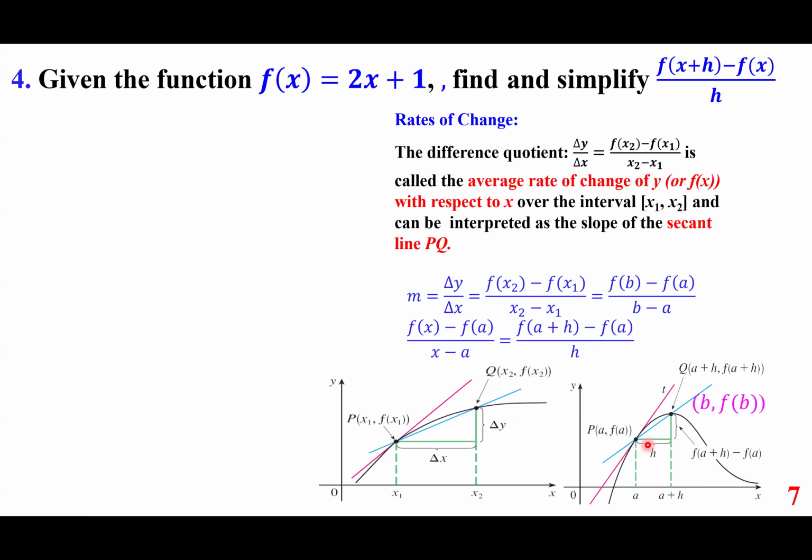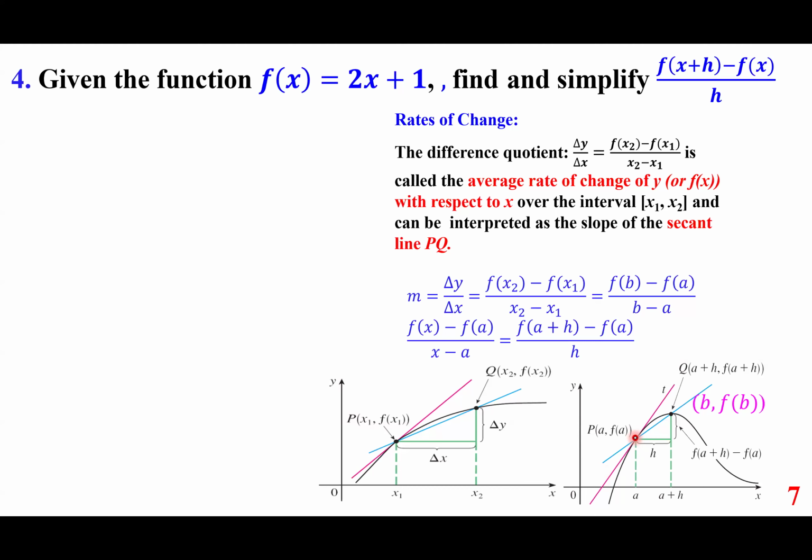If this distance is H and this is A, this is A plus H. So you have f of A plus H minus f of A over A plus H minus A, which becomes H. The point is all of these refer to the same thing: the slope of the blue line, which is a secant line. And later on, we are interested in finding the slope of the red line, which is a tangent line at A comma f of A. That's what we are looking for, everybody.